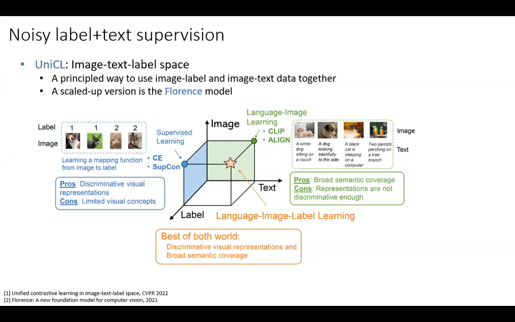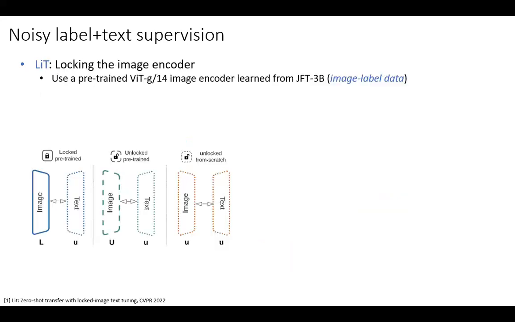And I think for supervised learning, the pro is you can learn a discriminative visual representation, but the con is that you have only limited visual concepts. But on the other hand, for a CLIP kind of model, you have broad semantic coverage, but your representation may not be discriminative enough. And in this UniCL paper, the authors propose a principled way to use both image-label and image-text data together for learning a strong image encoder. And the scaled-up version is the Florence model.